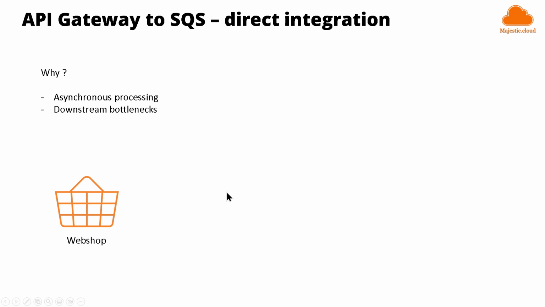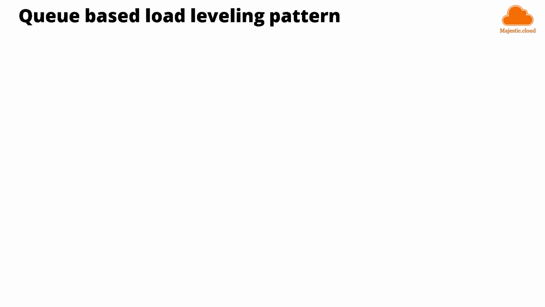So in these cases, you might want to implement the queue-based load leveling pattern. But keep in mind that this will lead to an asynchronous handling of the requests. So your application must be able to handle this asynchronous way of operating.